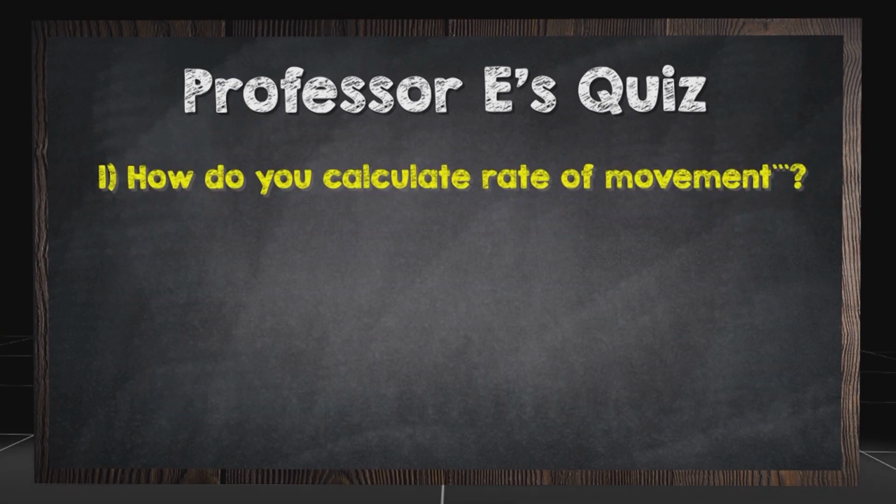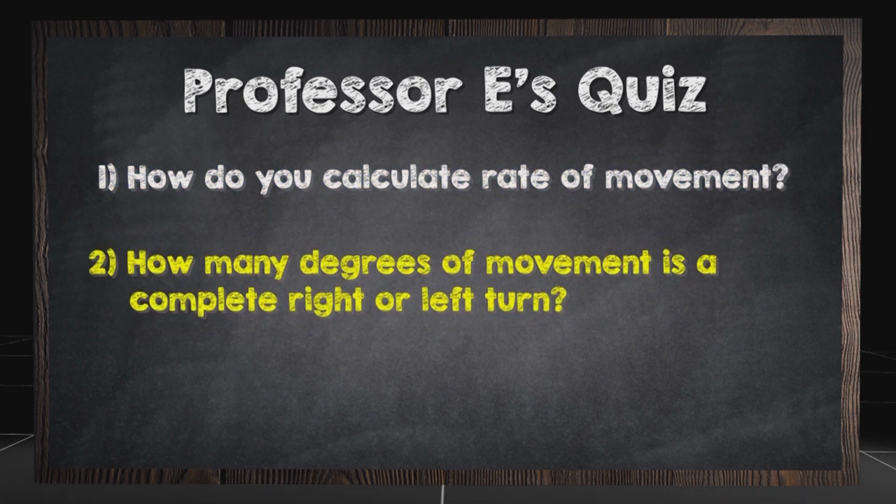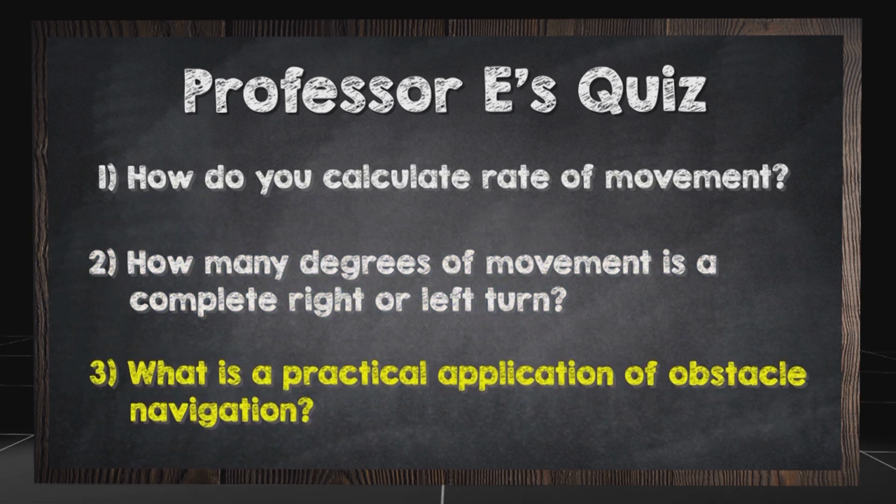How do you calculate rate of movement? How many degrees of movement is a complete right or left turn? What is the practical application of obstacle navigation?